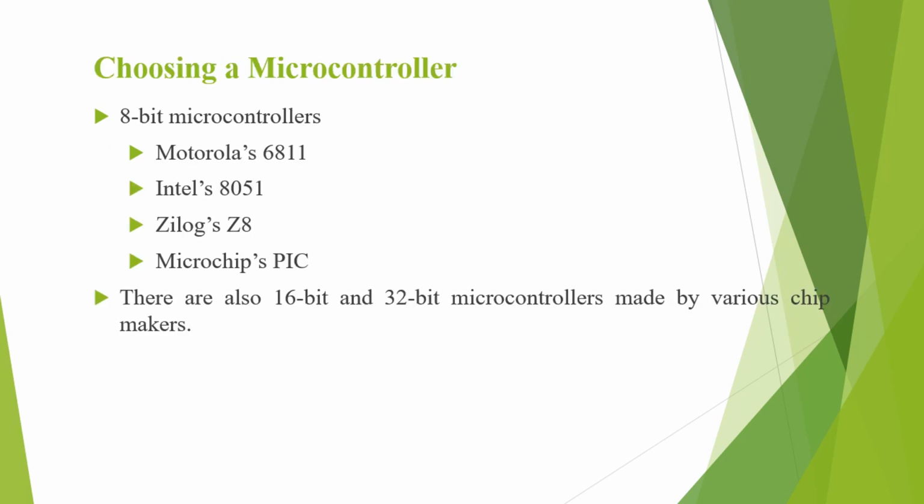Next is choosing a microcontroller. There are 8-bit microcontrollers, 16-bit microcontrollers, and 32-bit microcontrollers made by various chip makers. The four major 8-bit microcontrollers are Motorola's 6811, Intel's 8051, Zilog's Z8, and Microchip's PIC microcontroller. Based on the application, the microcontroller can be chosen out of these.